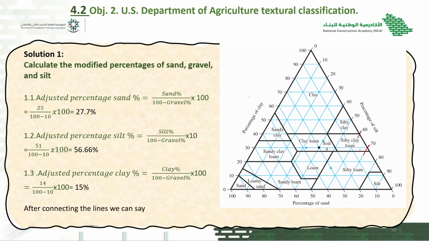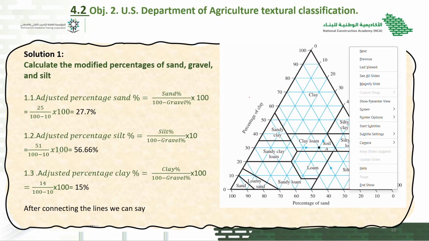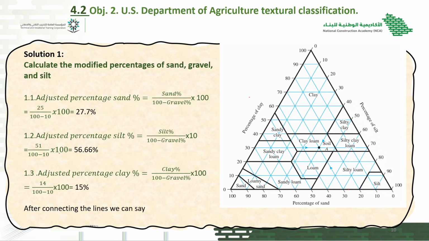So now, what is the sand value? Sand is equal to how much? It is 27.7. So it is something here, and we make a line in that direction. The other one is silt. How much is it? 56. So draw a line at 56. And the third one is clay. How much is it? 15. So draw a line at 15. So it is right here.